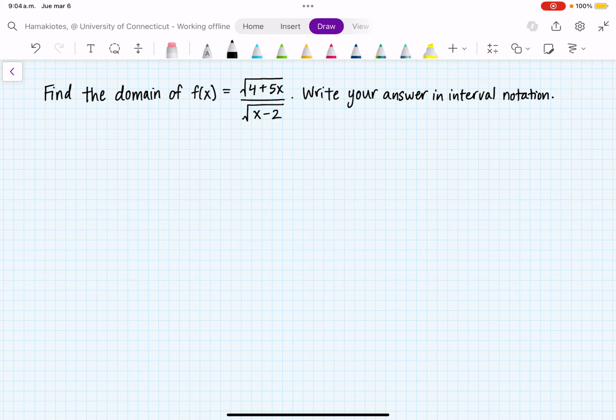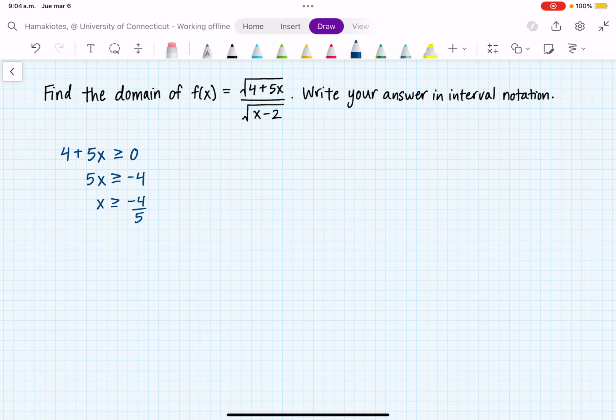Well, we see that we have a square root in the numerator and a square root in the denominator. So there's two things we want to check. First, if we look at the numerator, we want to make sure that everything under the square root is greater than or equal to 0. So we want to check that 4 plus 5x is greater than or equal to 0. So I can subtract 4 from both sides to get 5x is greater than or equal to minus 4, and then I can divide both sides by 5 to get that x is greater than or equal to minus 4 over 5. Great, so that's one condition.